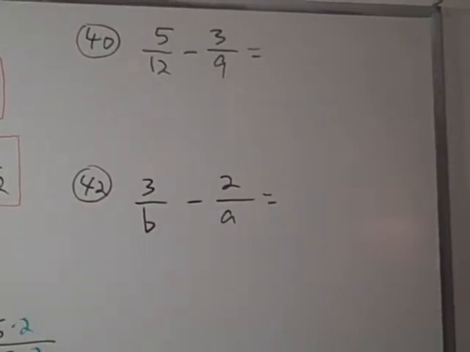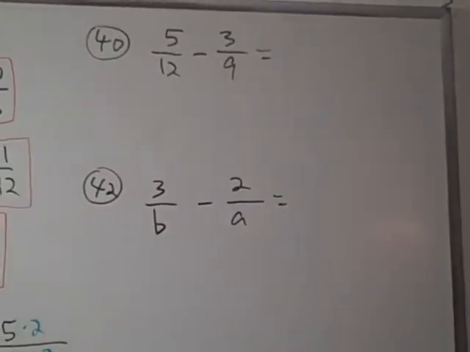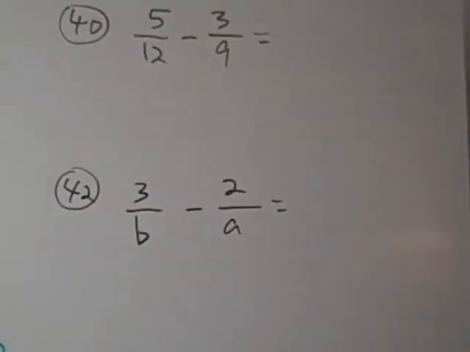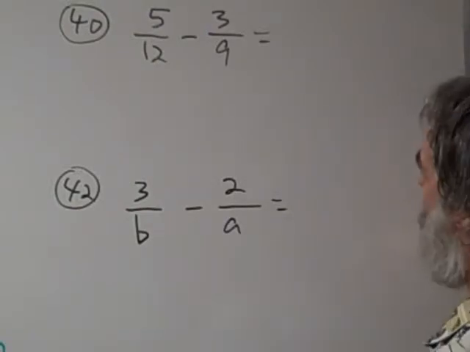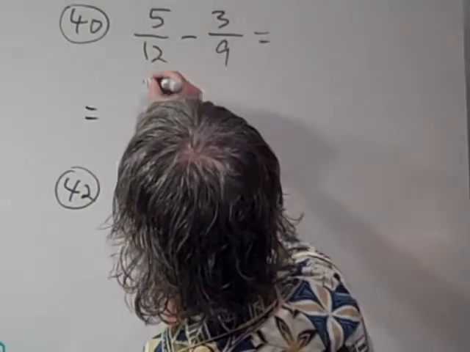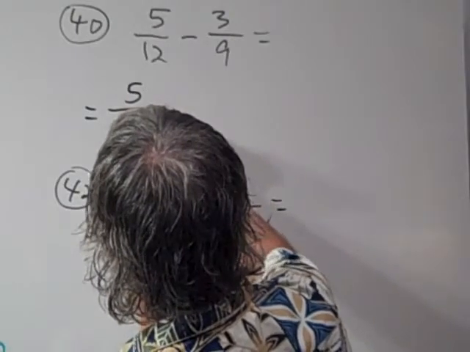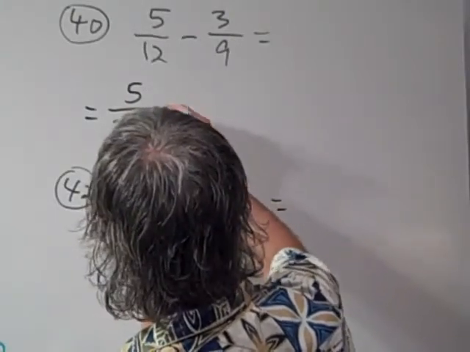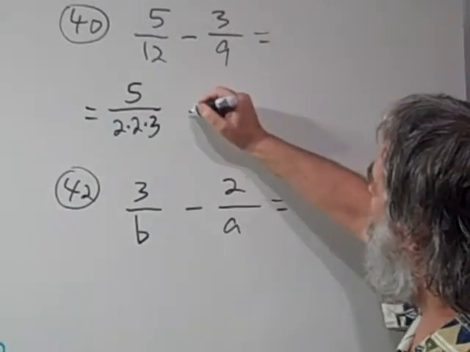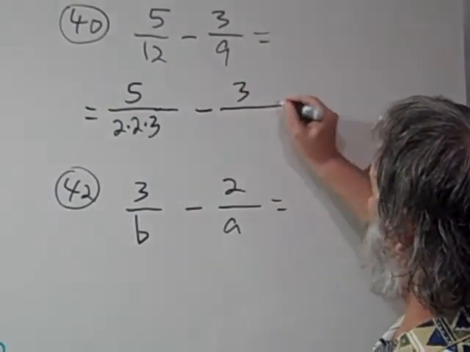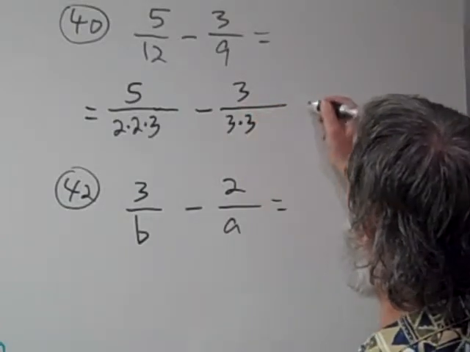Now for number 40. 5/12 minus 3/9. Our first step is to factor the denominators. So this is 5 divided by 12, which is 2 times 2 times 3, 4 times 3 is 12. This denominator is just 3 times 3.